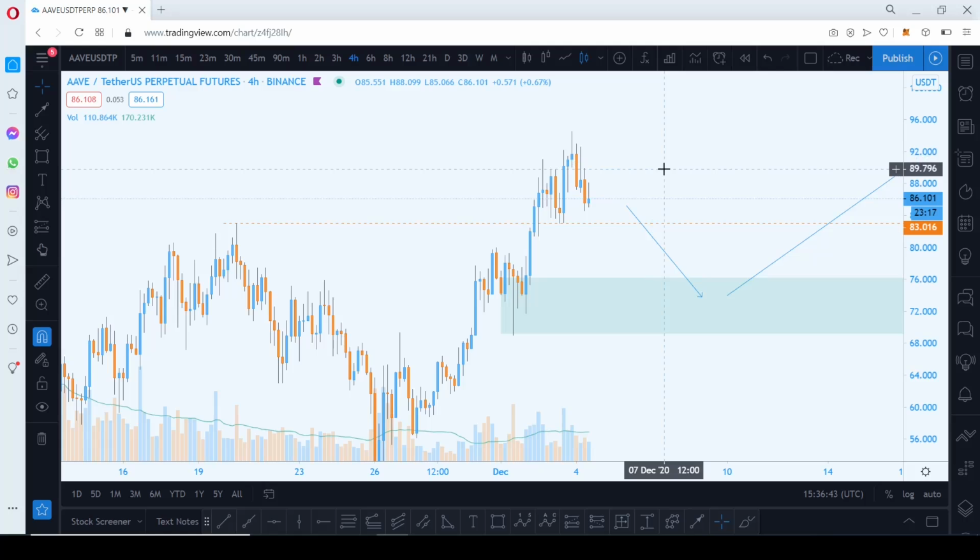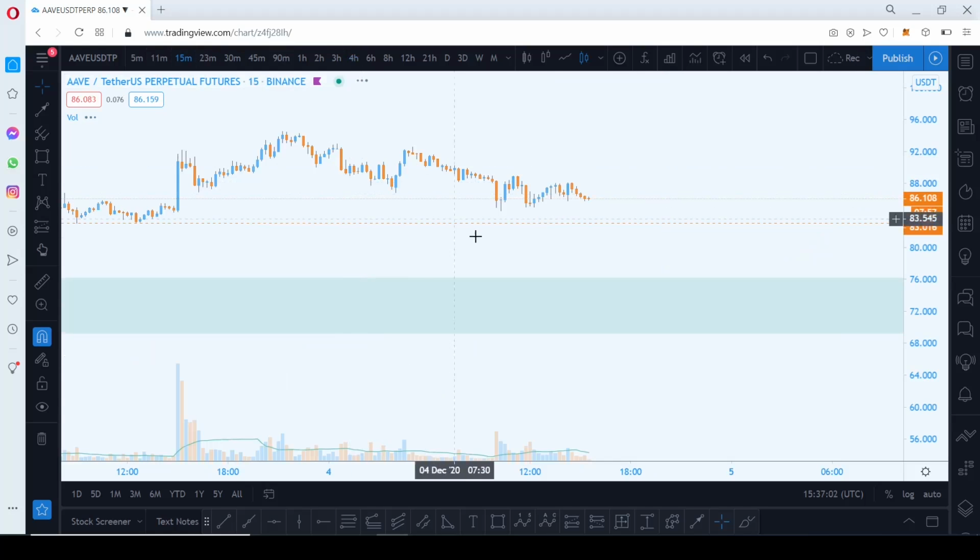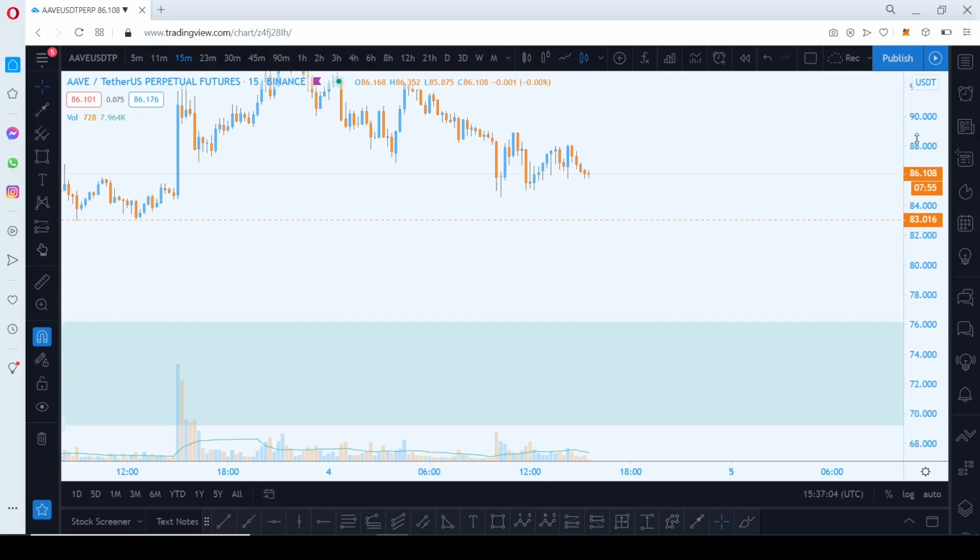There are also 2 or 3 ways to take entries when you have a zone. You can wait for a confirmation of the trade. You want to be sure that the zone is not going to break. So you want to watch a lower time frame market structure, because as we can see on the 15 minutes chart, the market structure is bearish, right?